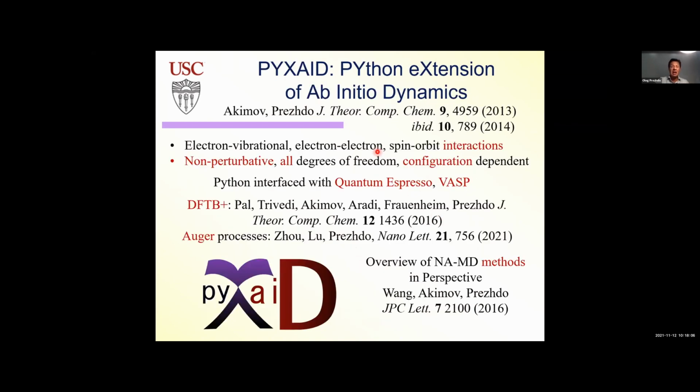So we've done this. Alexei Akimov, who's now a professor in Buffalo, wrote this code. Now he continues to develop it. If you want to use what we do, you should look at his webpage. We include all sorts of interaction: electron-vibrational, electron-electron, spin-orbit interactions. It gives you a non-perturbative description of all those interactions, configuration dependent. And there are many codes with which it's now interfaced.